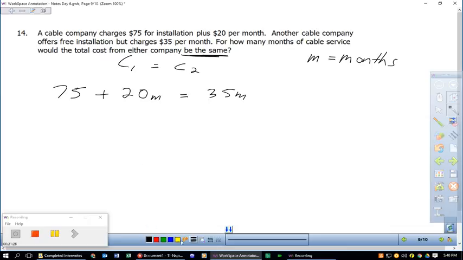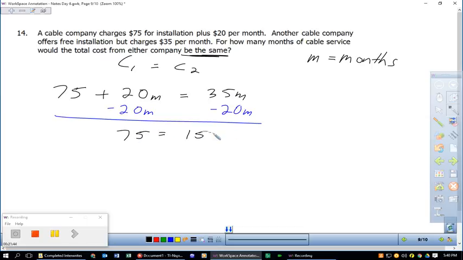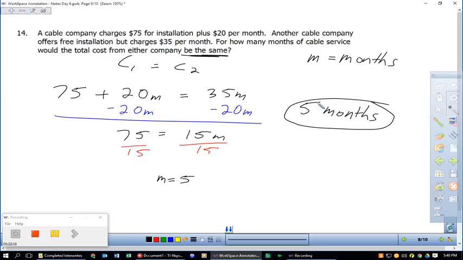Now, I haven't done this very often, but I'm going to move my variables to the right. If I subtract 20m, you can kind of see when this would be a good idea, because now I've just got 75 equals 15m, which I can solve. So I just cut off a step here. I'll divide by 15, and m equals 5. So our answer is, the cost would be the same for 5 months. For 5 months of service, either one, it'll cost the same.